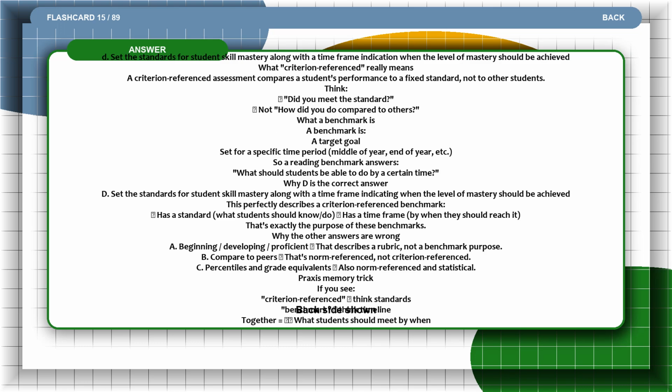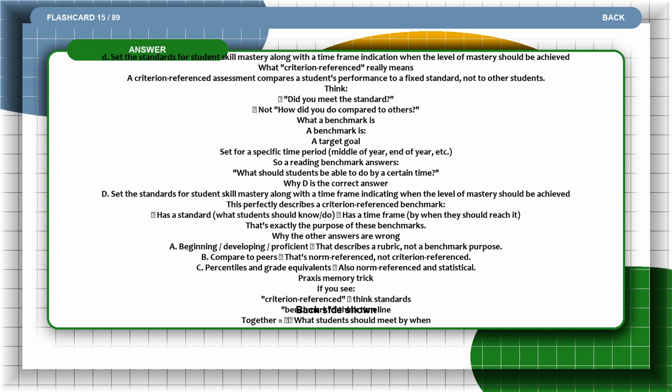The answer is D. Set the standards for student skill mastery along with a time frame indicating when the level of mastery should be achieved. What criterion referenced really means: a criterion referenced assessment compares a student's performance to a fixed standard, not to other students. Think: did you meet the standard? Not how did you do compared to others. A benchmark is a target goal set for a specific time period, middle of year, end of year, etc. So a reading benchmark answers what students should be able to do by a certain time.